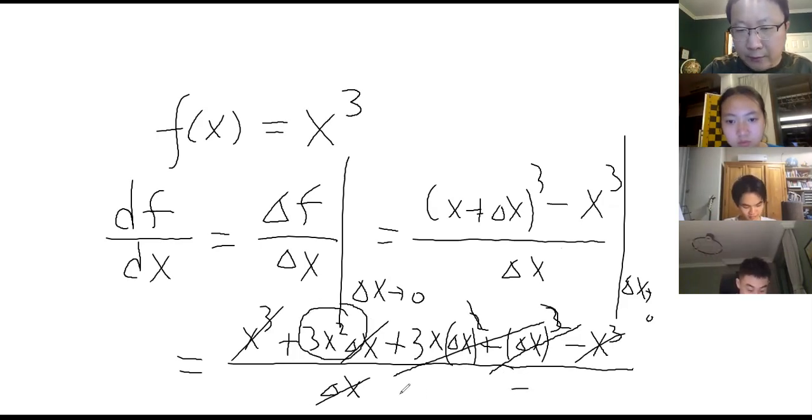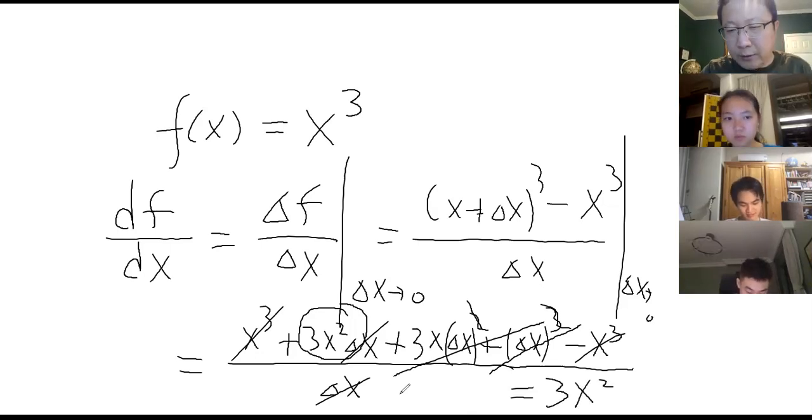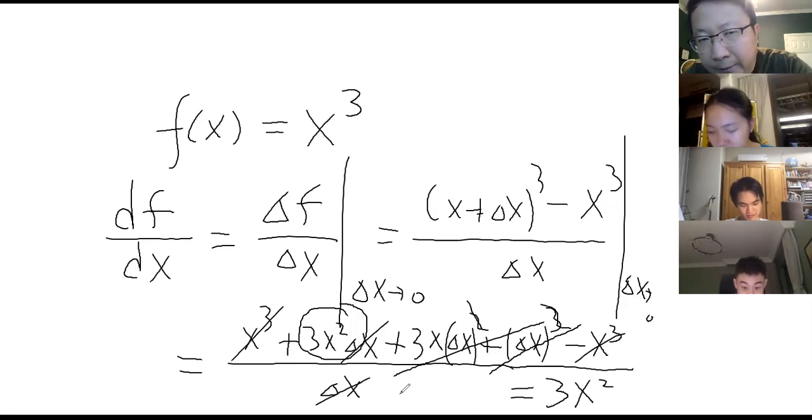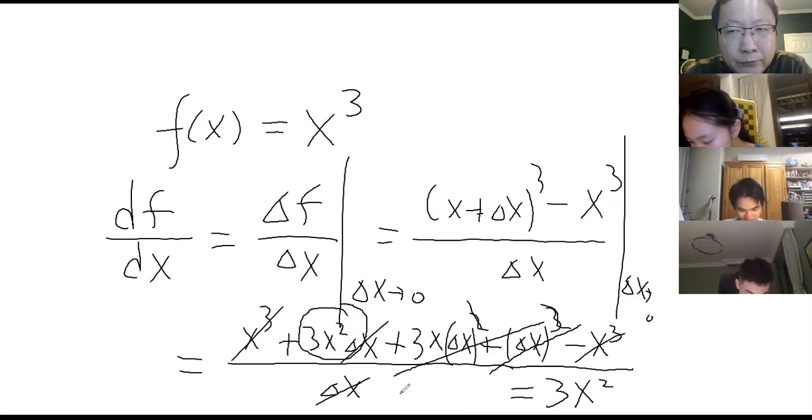so the result is 3x squared. So for x to the power 3, the derivative formula becomes: you take the number 3 and move it to the front, and then the power 3 minus 1 becomes power 2. Okay. Got it?